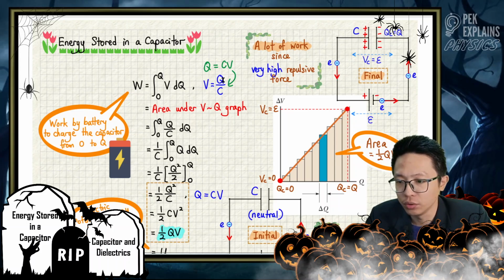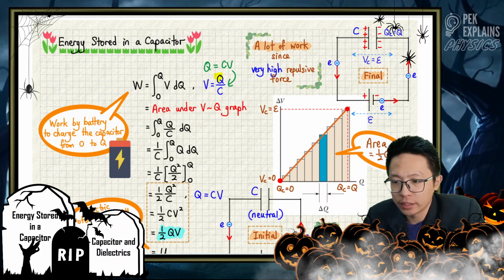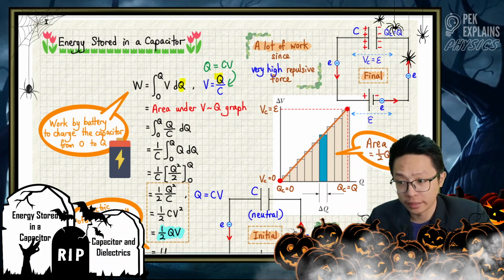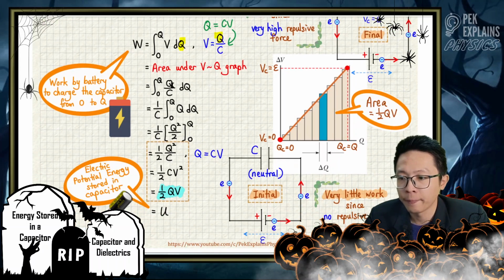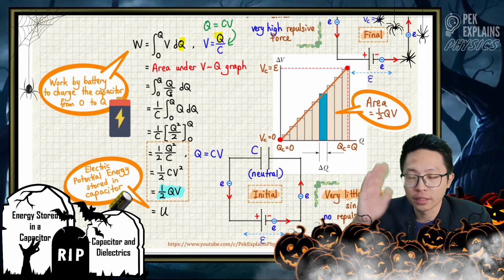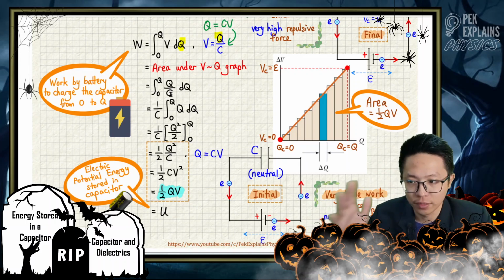So we change it. We need this Q because we are integrating against Q. So we change the V to Q over C. If not, we don't know how to integrate, isn't it? So we change the V into Q over C. Now it's possible to integrate Q over C. Use your integration knowledge you have learned.